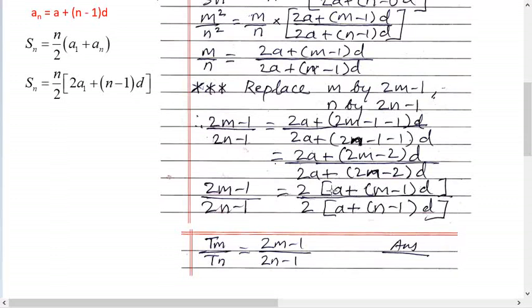That is tn, right? Because the mth term is given by what? A plus (m minus 1) into d. Therefore, this is tm and this is tn. Therefore, it becomes tm upon tn equals this, (2m minus 1) upon (2n minus 1). That is the required answer. Okay.